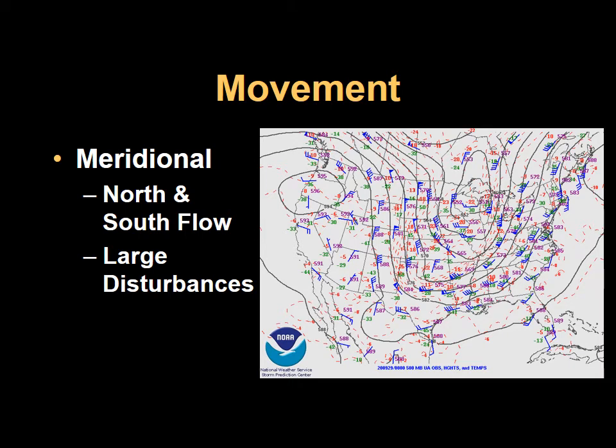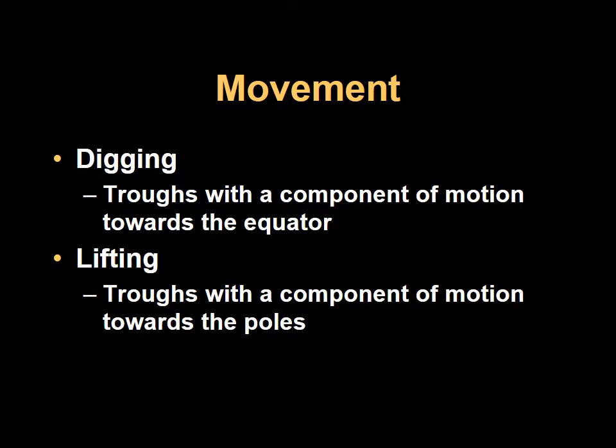But there are times when really strong weather systems develop, and you'll see winds flowing from the north to the south or south to the north around a trough. And this is what we call meridional flow. And this typically happens when there's very large weather disturbances. A couple other terms that you need to be familiar with are digging and lifting. Digging, it sounds kind of funny, but digging is when a trough has a component of motion. In other words, the whole trough is moving to the south towards the equator. And lifting means that the trough is moving towards the poles.